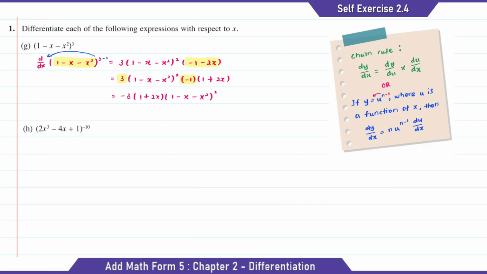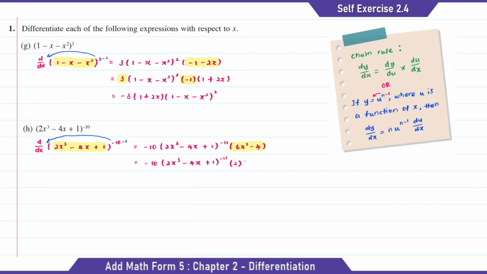Question H, (2x^3 - 4x + 1)^-10. This is equal to -10(2x^3 - 4x + 1)^-11. Then differentiate the terms in the bracket, which is equal to 6x^2 - 4. So for this bracket, we have a common factor of 2. Then we can factorize this, 2(3x^2 - 2). So next we can multiply the -10 with the 2.